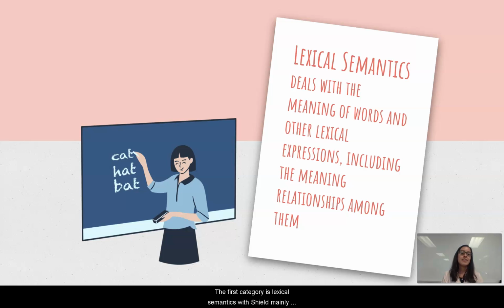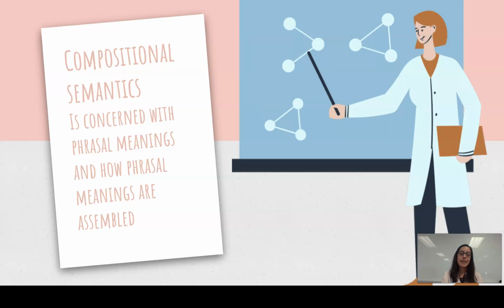The first category is lexical semantics, which deals mainly with word meanings and how the meaning of one word interacts with the meaning of another word. On the other hand, compositional semantics deals with the interaction of phrase meanings.